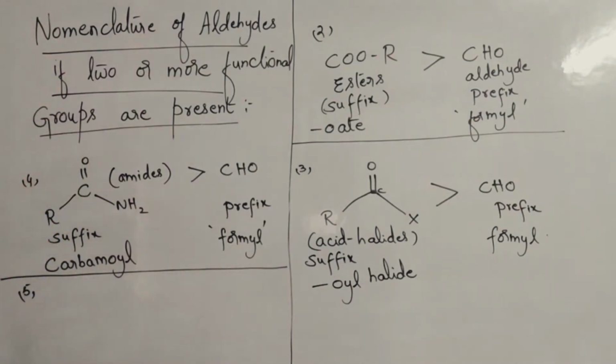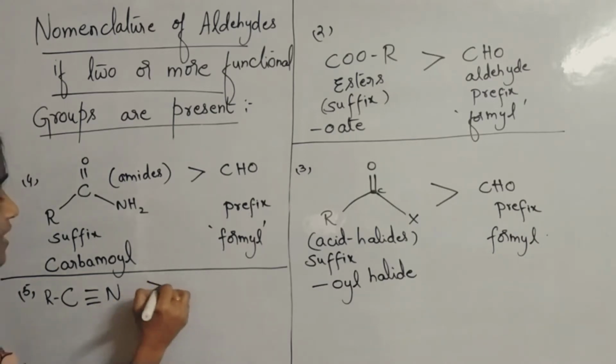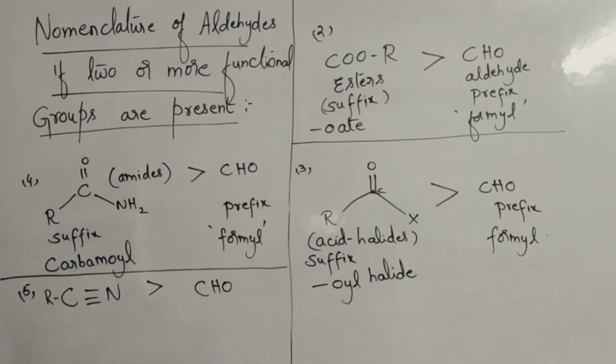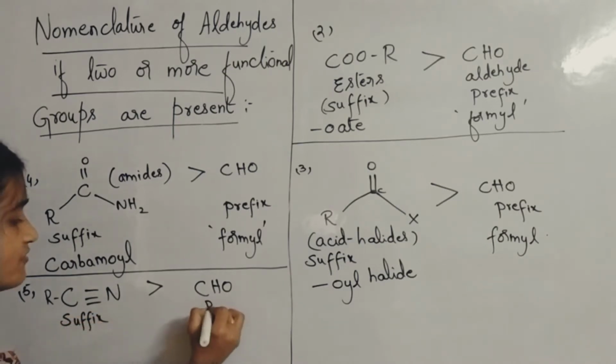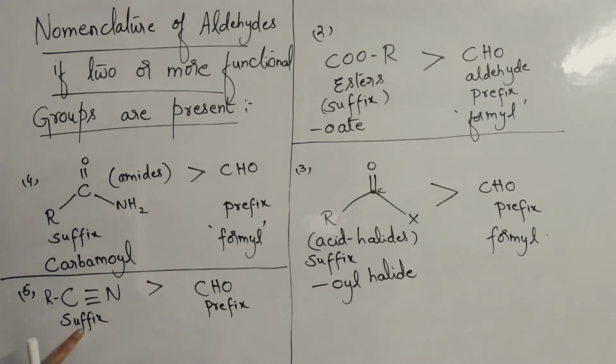Even cyanides also. Fifth one is what? Cyanides. Cyanides are CN. Cyanides are also having more priority than aldehydes. So you have to give suffix for cyanides and you have to give prefix for aldehydes. Suffix for cyanides you all know.